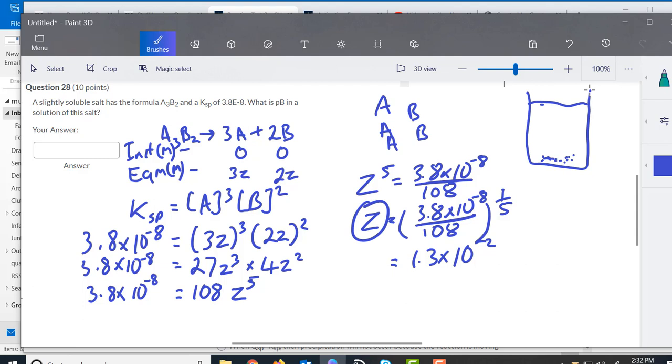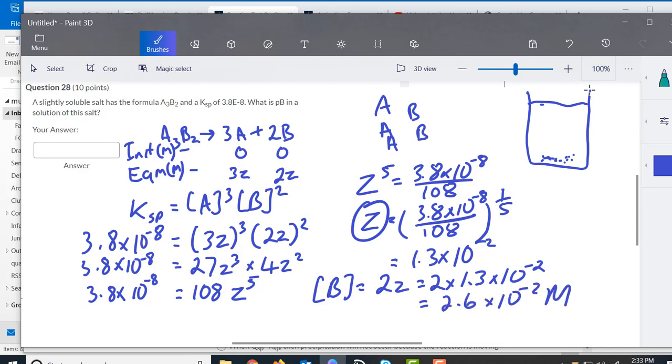What we're looking for here is pB, which is going to be the negative log of the concentration of B in solution. But the concentration of B is 2Z, so we have to take that into account. So B is equal to 2Z, which is 2 times 1.3 times 10 to the negative 2, which is 2.6 times 10 to the negative 2 molar. So that's B. Now pB is going to be the negative log of that. So it's negative log of 2.6 times 10 to the negative 2. And that would come out to be 1.58.